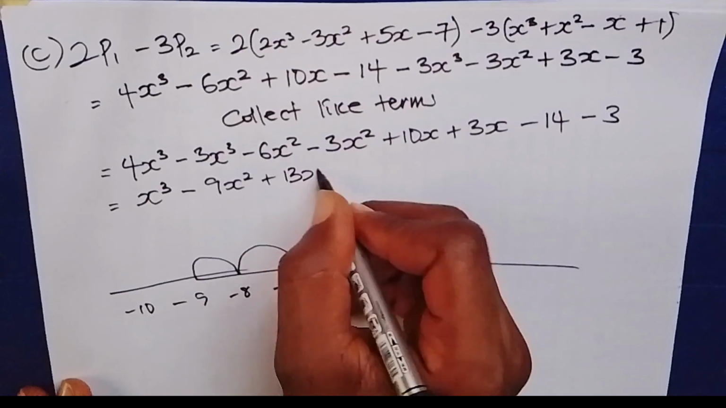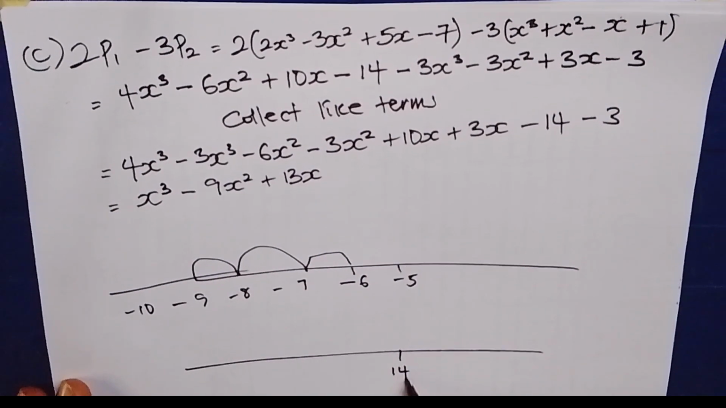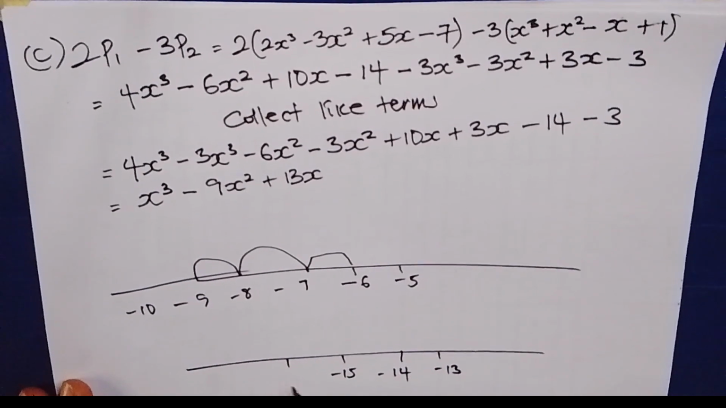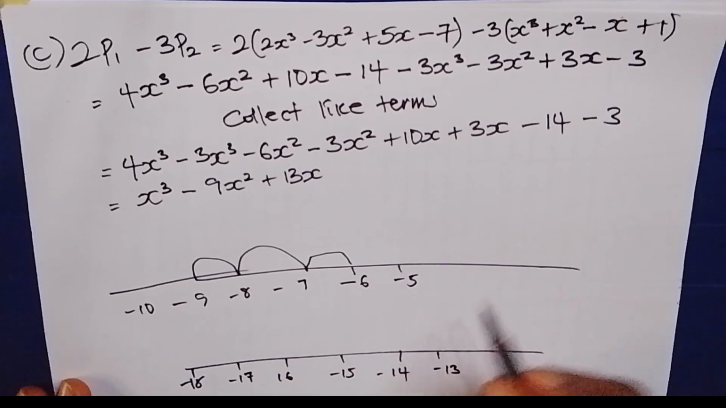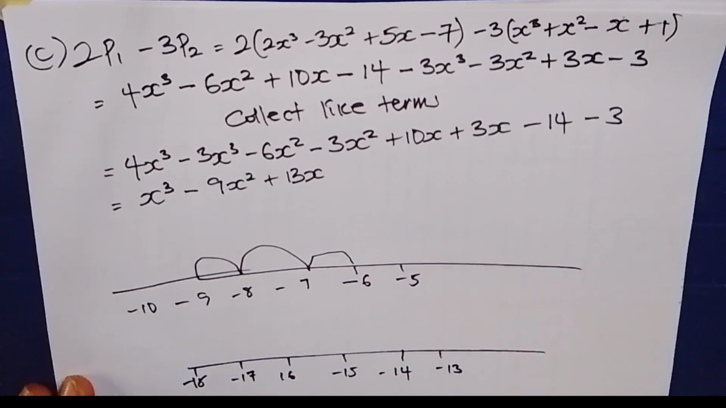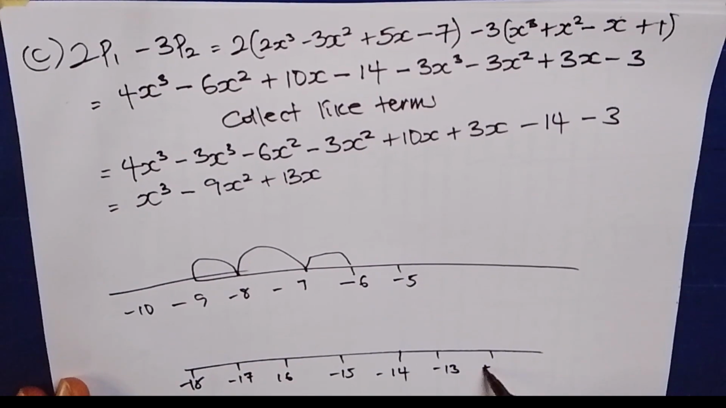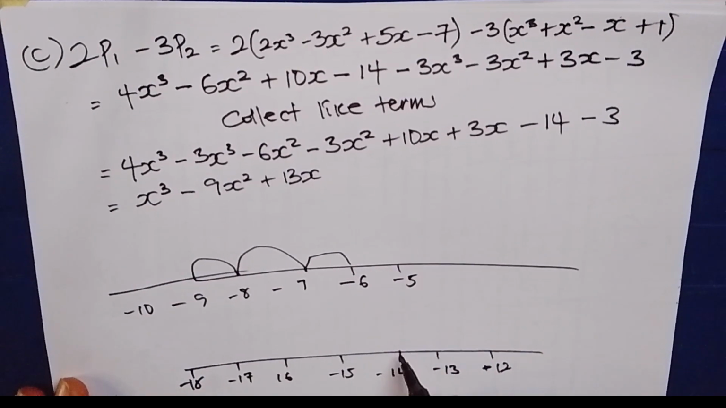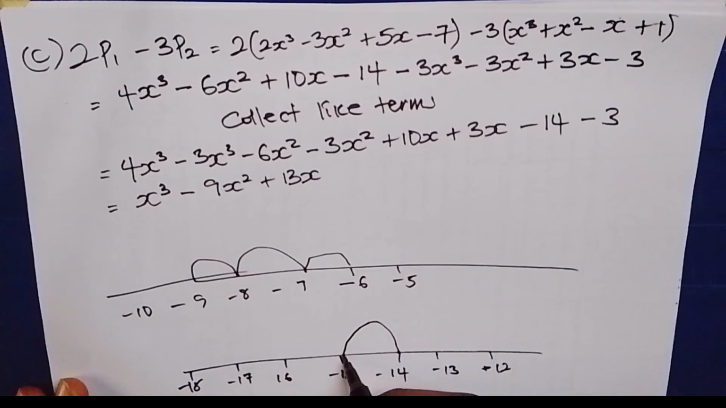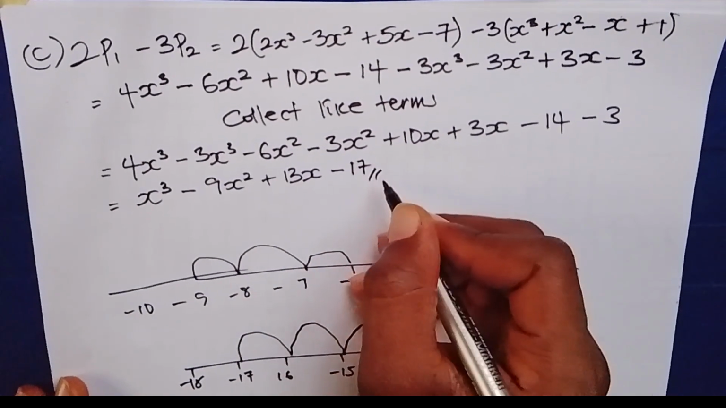That becomes 13x. Then minus 14 minus 3. Let's assume this is our minus 14. There will be minus 15, minus 16, minus 17, minus 18. Then, okay, minus 3 means we are going 3 steps to the negative. If this was plus 3, we would go 3 steps towards positive. Positive is this way. Negative is this way. So minus 14 minus 3: 1, 2, 3. So our answer here is minus 17. And this is the final answer.